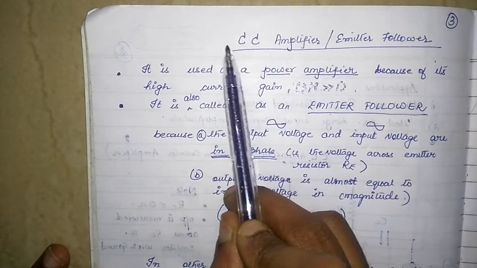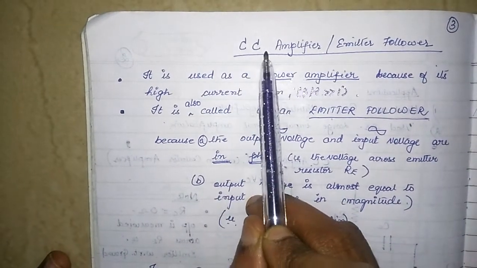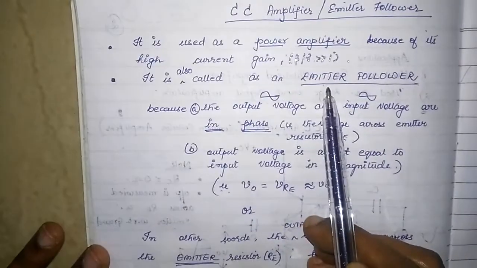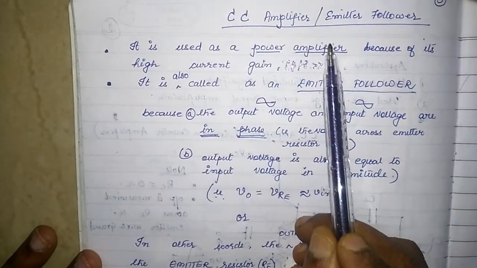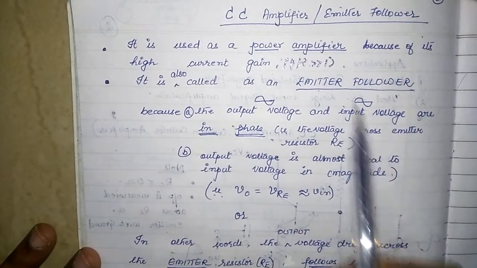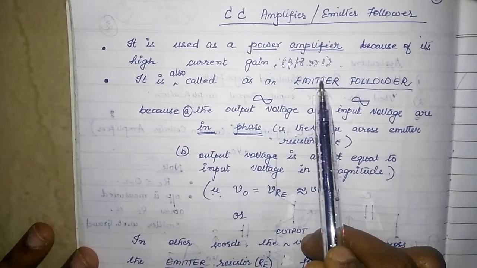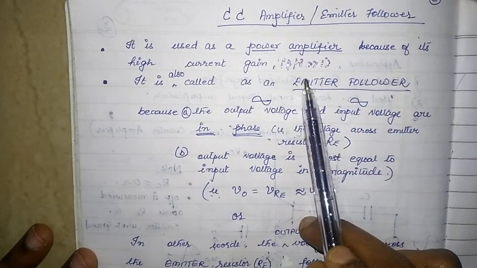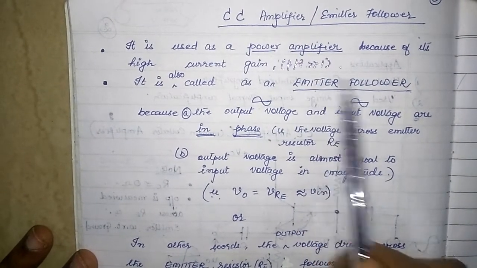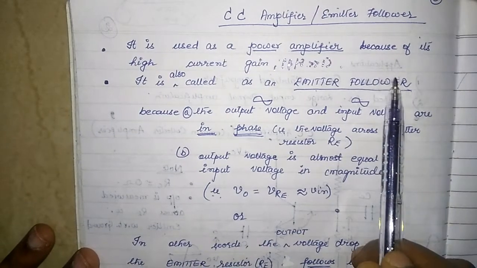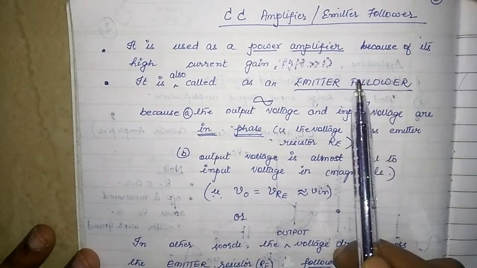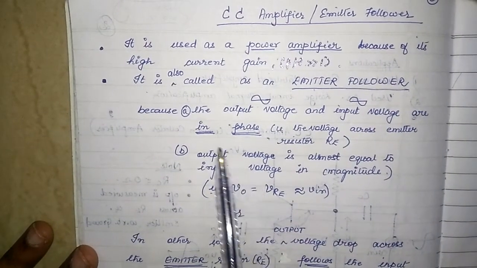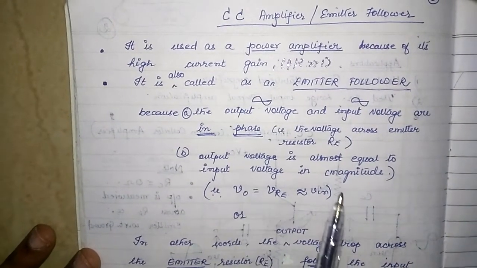To go further ahead, another name which is given to CC amplifier is emitter follower. Why the name emitter follower? One thing you have to understand. Why the name emitter? It is called emitter because the output is measured at the emitter. Why follower? The output voltage across the emitter follows. Follows what? Follows the input. How does it follow the input? It follows the input both in phase and magnitude.